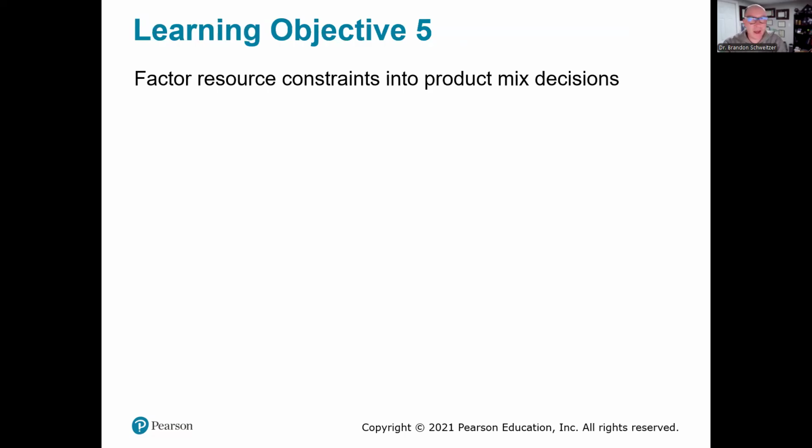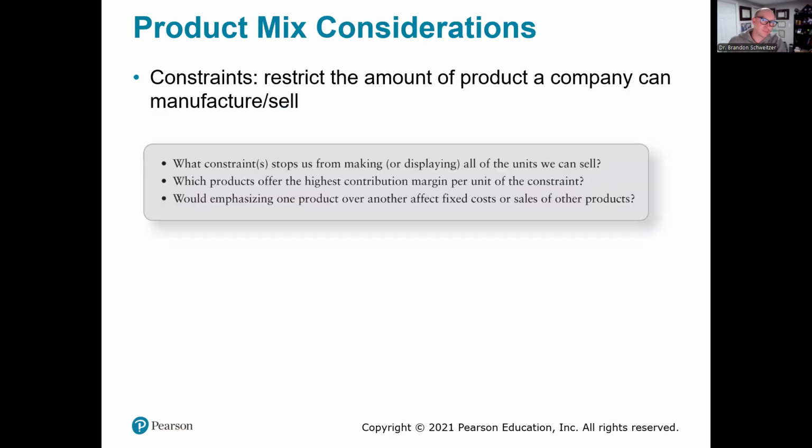Let's take a look at another decision-making element that management commonly is faced with, and that is how do we use our resources most effectively given our product mix? So the constraint is that we restrict the amount of product that a company can manufacture and sell. I can only make so much based off of my total capacity. And if I have two or more products, I need to allocate my resources accordingly.